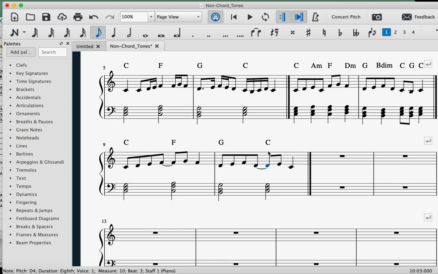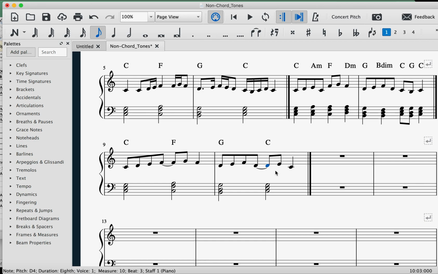Well, this note does not belong with the C chord, right? This D does not belong in the C chord. It's still kind of left over from when I played the G chord. I'm sort of suspending this chord tone into the next beat, which is a C chord. So that's what it's called. It's called a suspension. This note here is called a suspension. It's a non-chord tone. It doesn't belong with the C chord. It's left over or suspended from back when I was playing a G chord. So it's called a suspension.